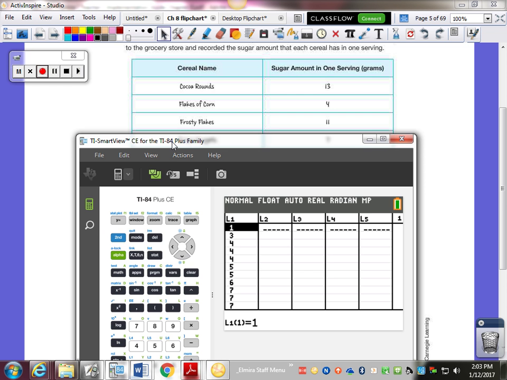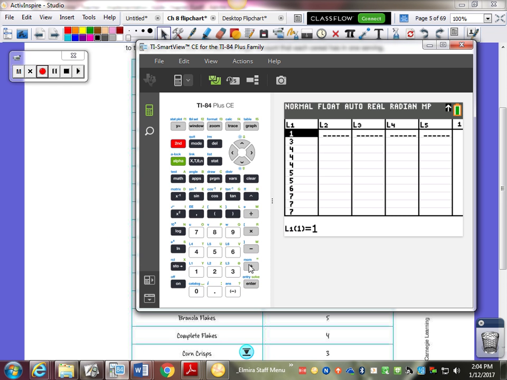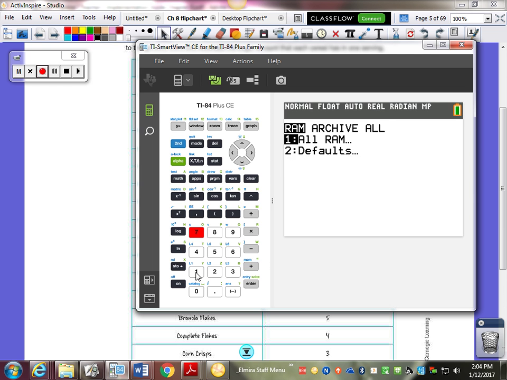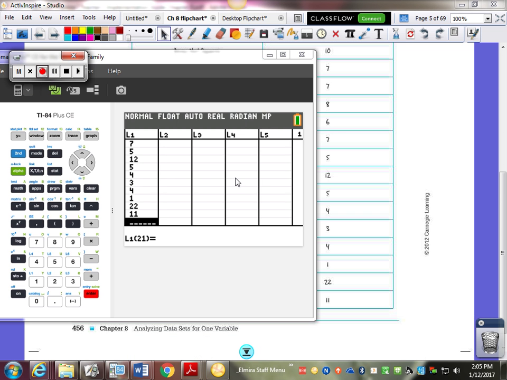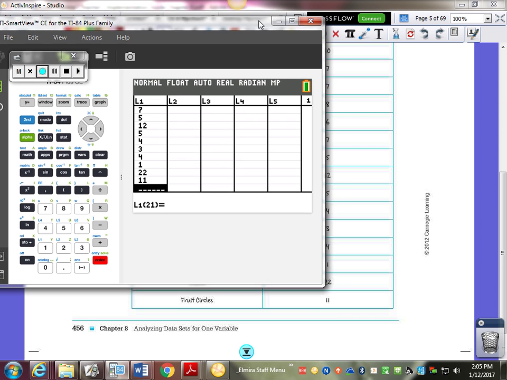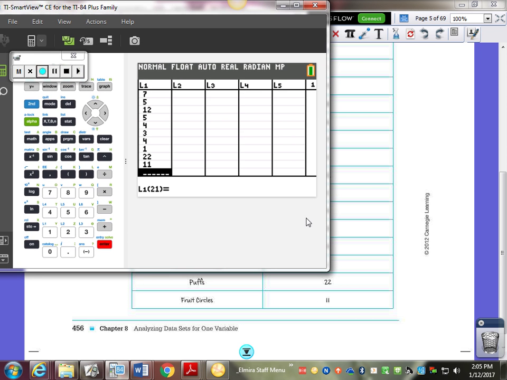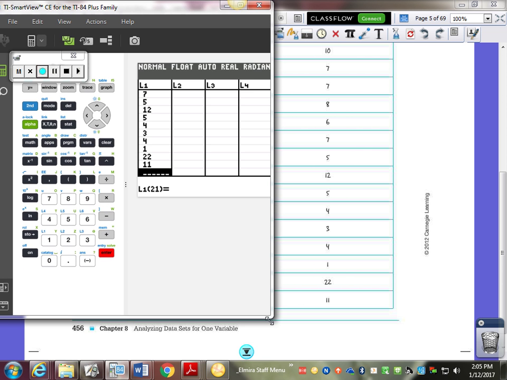and I'm going to actually clear my calculator out here because I already have data in here. Second plus 7, 1, 2. Okay, stat, edit. Okay, so I've entered all the data from the sugar chart into my calculator.